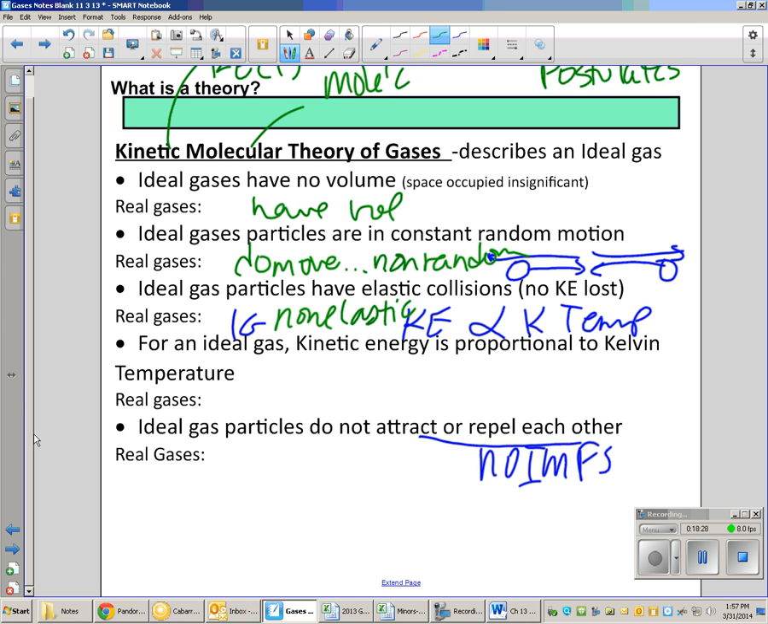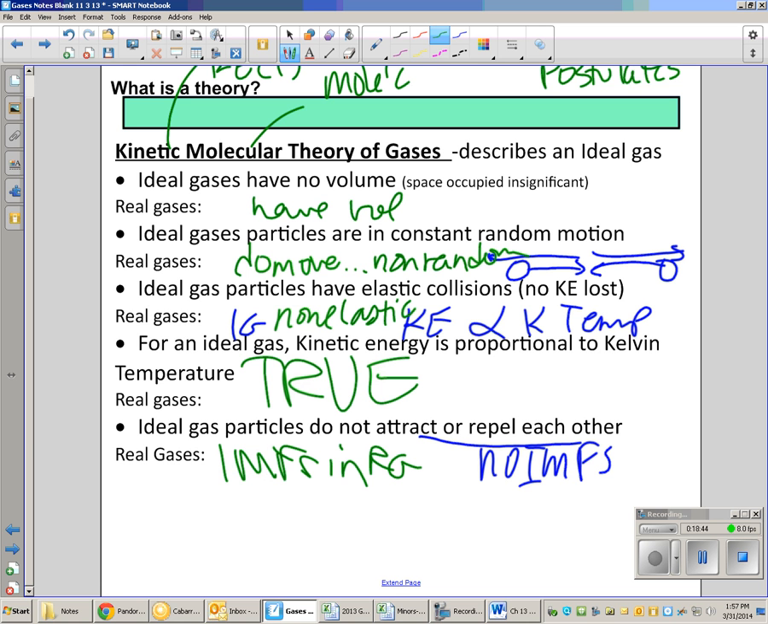Okay, this is true for everything. Kinetic energy is proportional to Kelvin in both real and ideal gases. And then ideal gases do not attract or repel. What do you think for real gases? They do. IMFs are in action. They're in real gases.